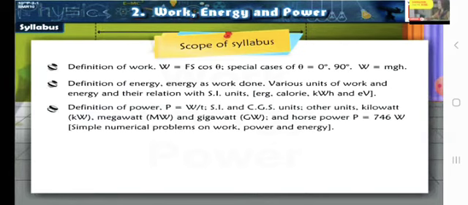Definition of power. P is equal to W upon T. SI and CGS units. Other units. Kilowatt, megawatt and gigawatt. And horsepower. P is equal to 746 watt. Simple numerical problems on work, power and energy.